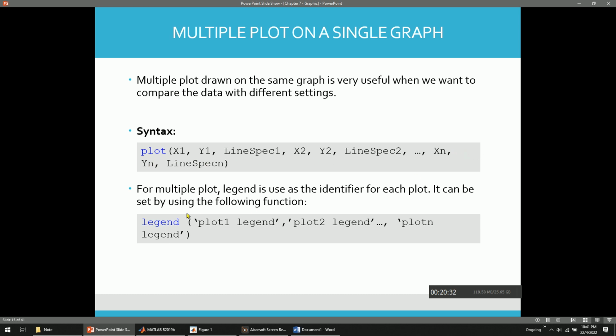And for the legend, of course, when you have multiple plots, you need to have a legend to mark what each plot is about. So you just put an open bracket, the plot number 1 title here, and then plot number 2, and so on. This is how you use the plot function with multiple plots.